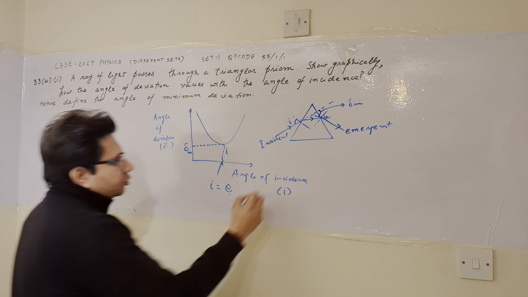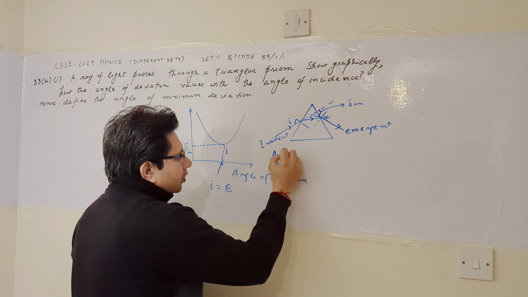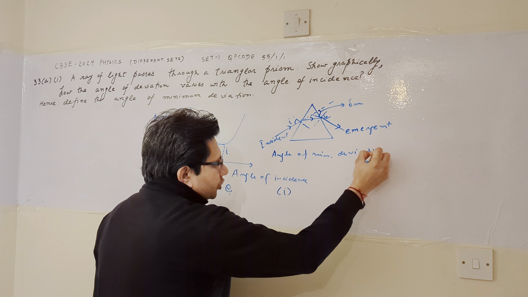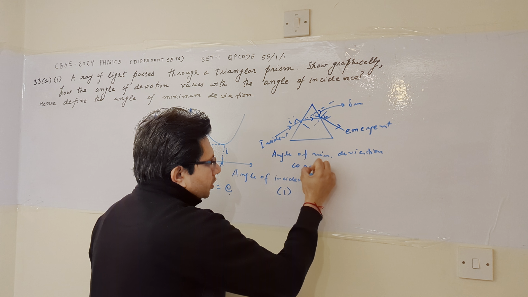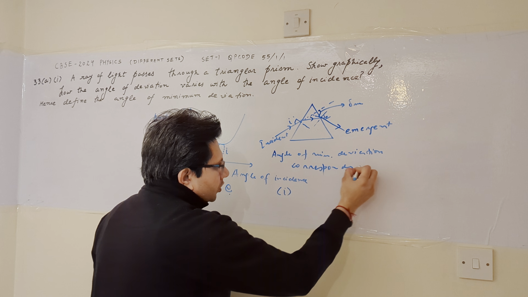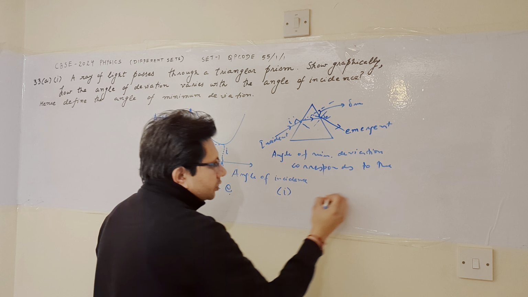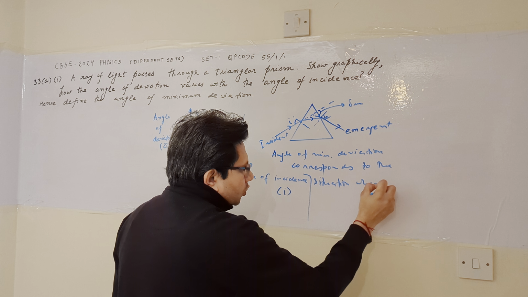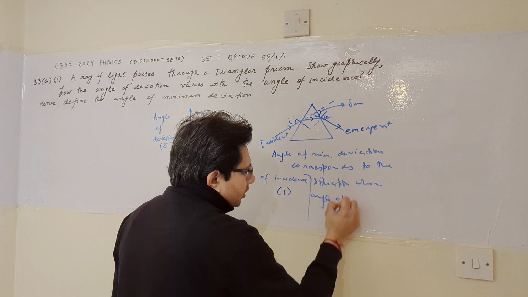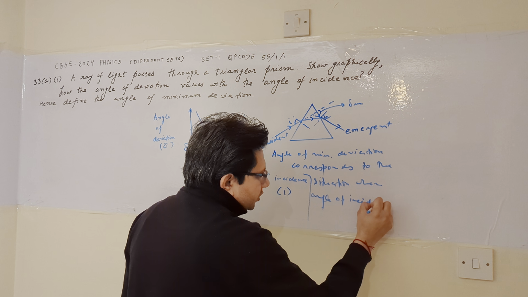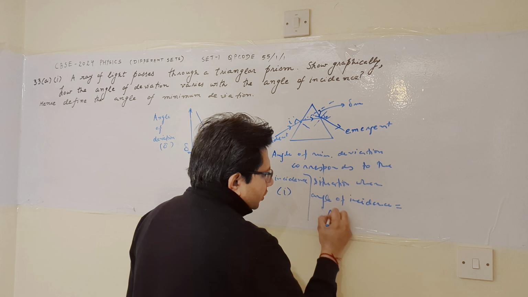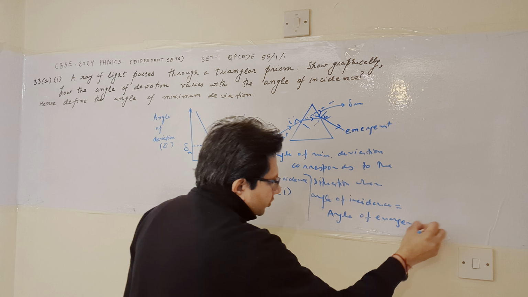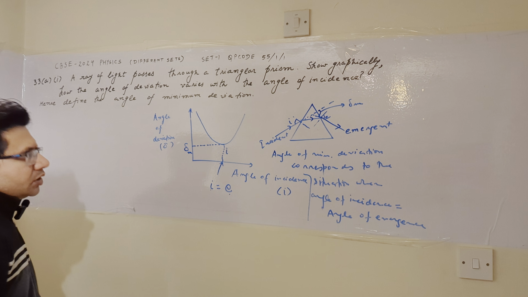So you have to write down the statement that angle of minimum deviation corresponds to the situation when angle of incidence is equal to angle of emergence. So you have to write down this particular statement.